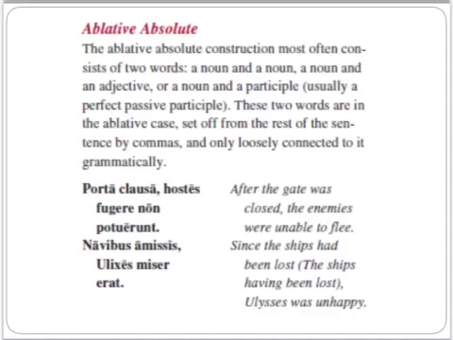There's a special participle phrase called an ablative absolute, and that's where you have a noun and a participle agreeing in the ablative case. The generic way to translate it is with the noun having been the participle. So here are some examples. After the gate was closed, or literally with the gate having been closed, and again, it's a participle. Notice it's separated out by a comma. That's quite common. Next one, since the ships had been lost, or literally with the ships, the noun, having been lost, the participle, Ulysses was unhappy.